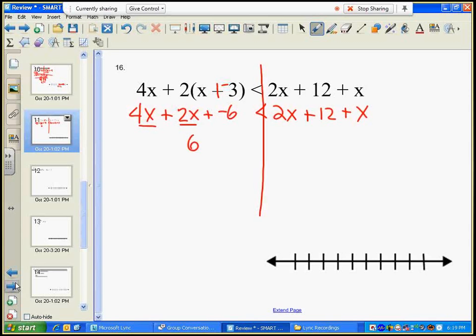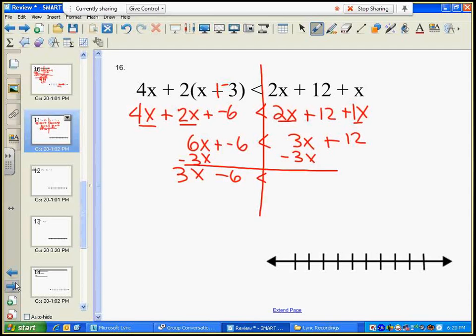And I can. I'm going to combine the 4x and the 2x. So it's going to give me 6x plus negative 6 is less than, I can combine the 2x and the x. There's no number in front of that x. If there's nothing, then you better put a 1 on it. So it's going to be 3x plus 12. Now, are there variables on both sides? Yeah, let me get them to one side. I subtract 3x, and that gives me 3x plus negative 6 is less than 12.